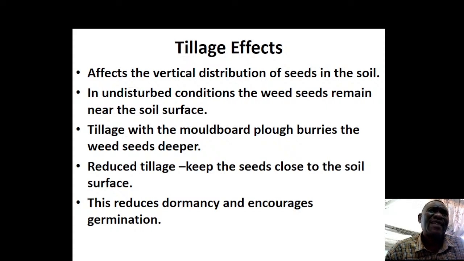And the reduced tillage can keep the weed seeds close to the soil surface, like in conservation agriculture. This can reduce dormancy and encourage germination. And indeed, in some conservation agriculture systems, you find a lot of weed infestation. The reason is that we have plenty of weed seeds near the soil surface, which can easily germinate.